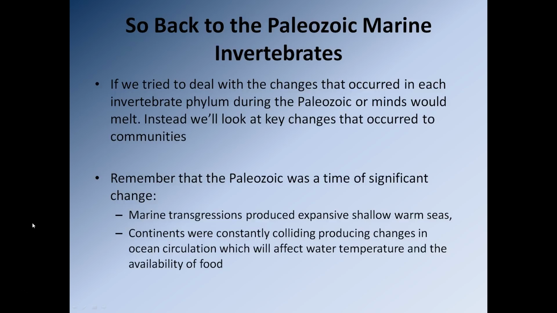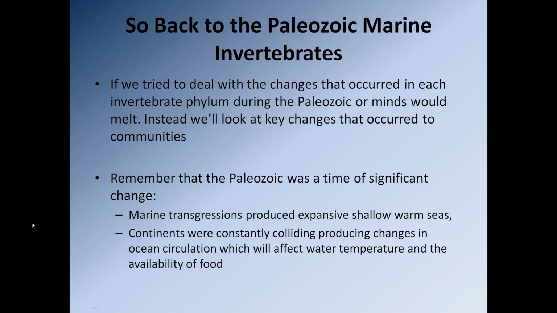So we need to remember that the Paleozoic was a time of significant change. We had marine transgressions producing expansive, shallow, warm seas. If you remember, during the early Paleozoic we have the Sauk and the Tippecanoe, and during the late Paleozoic we have the Kaskaskia and the Absaroka. The Sauk, the Tippecanoe, and the Kaskaskia resulted in very nice, shallow, warm, clear seas, which would have been perfect for life to live in. The Absaroka wouldn't be quite so good, but still it would have provided lots of environments in which life could establish itself.